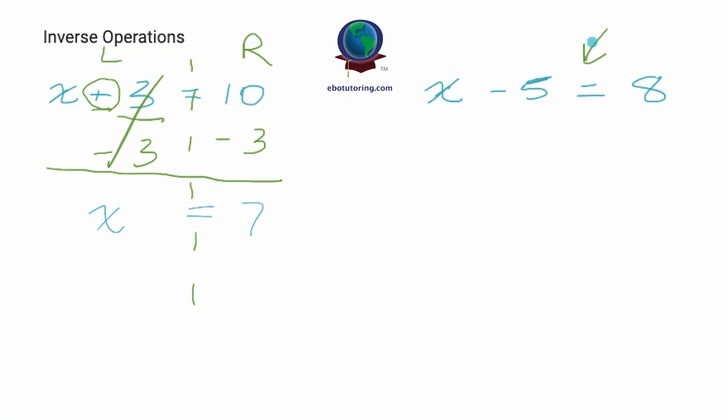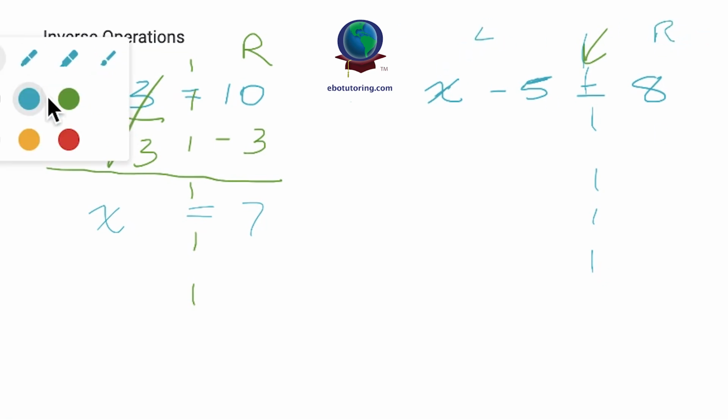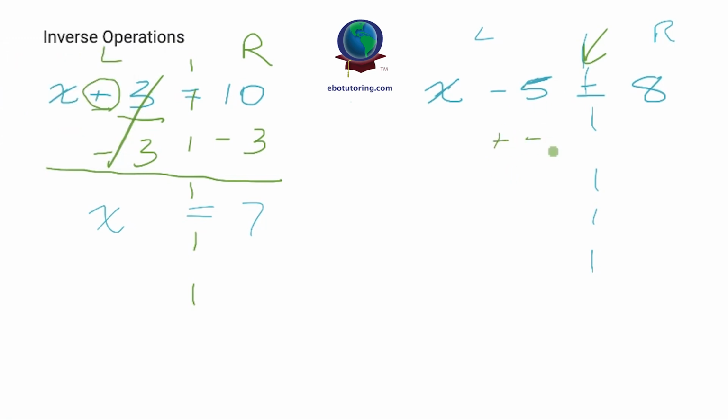With x minus 5 equals 8, again, there are 2 sides to every equation, a left side and a right side. With that being said, again, we have inverse operations. If x is being minused by 5, what's the opposite of minusing 5? Adding 5. So we add 5 to both sides.